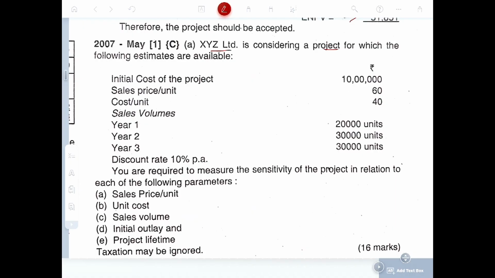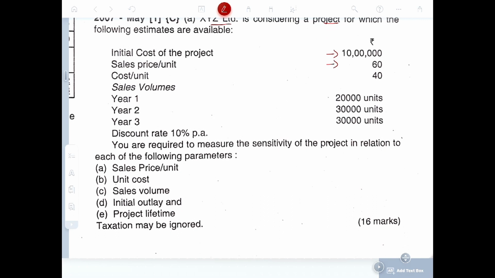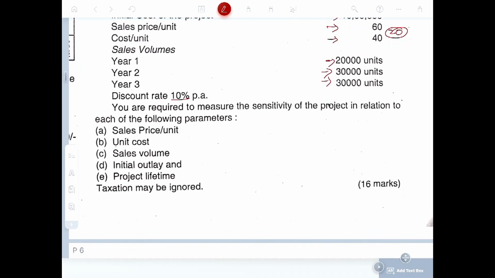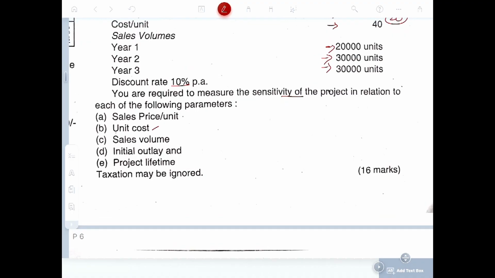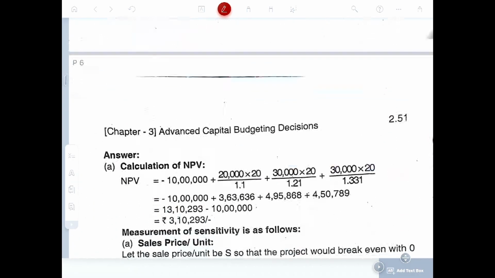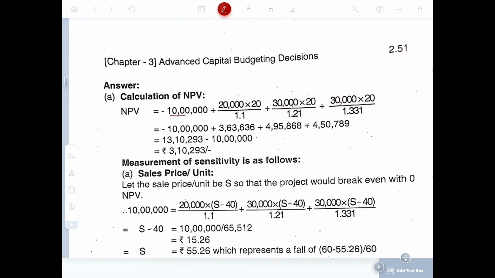Next, a limited company is considering a project for which the following estimates are available. Initial cost 10 lakhs, sales per unit 60, cost per unit 40, so 20 rupees profit comes. Sale volume is 20,000, 30,000, 90,000. Discount 10% per annum. You are required to measure the sensitivity of the project in relation to sale price per unit, cost per unit, sale volume, initial outlay, and project lifetime. Taxation may be ignored.